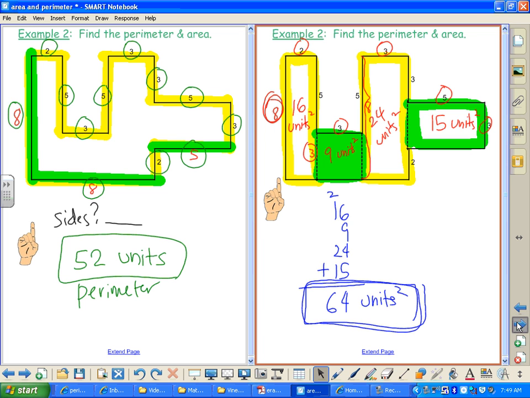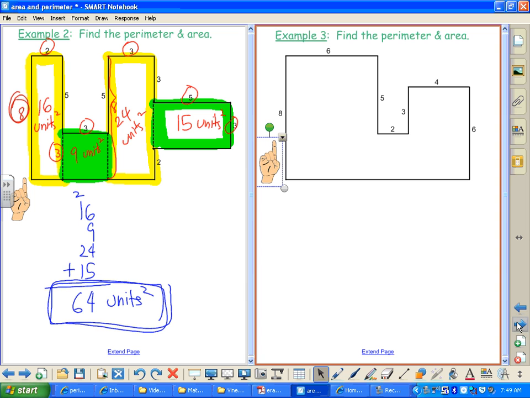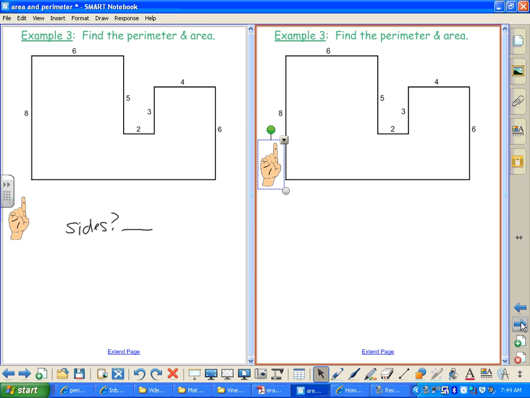Okay, let's move on to the third example here. At this time, what I want you to do is, you've got this problem in front of you. I want you to try to do this on your own first. Find the perimeter and the area. Again, start with counting up the number of sides first. How many sides are there? Write that in. And then I want you to calculate the perimeter by looking for the missing sides. Here's a missing side here that you need to figure out. And then make sure that you add up all the sides for your perimeter. And then figure out what the area is on the next page, which I'll show you in a bit. Okay? So pause the video and try this out for yourself first.